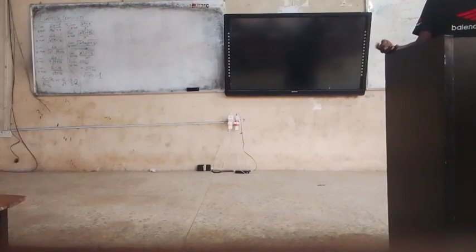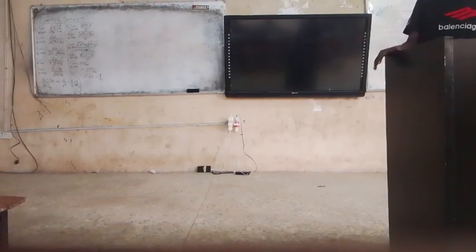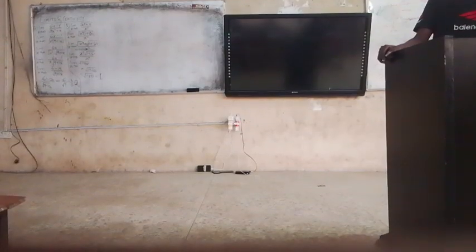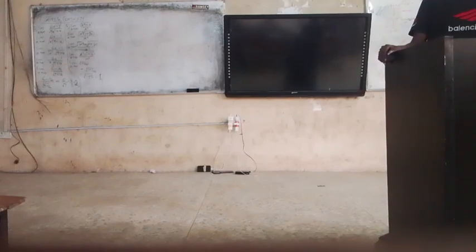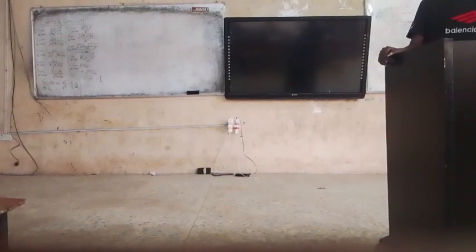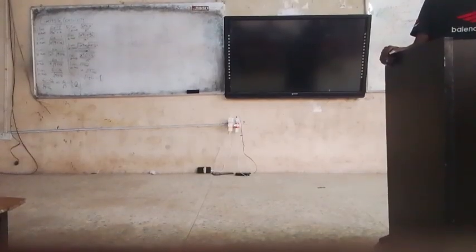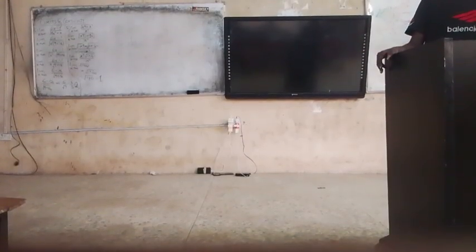Next one. 4 times infinity. Infinity. Okay, let's take that infinity. Infinity divided by 5 is infinity. And 7 over infinity is what? 0. The answer is 0.